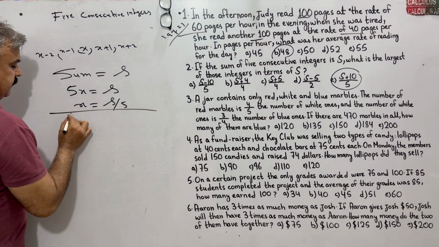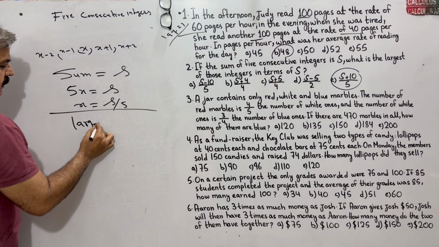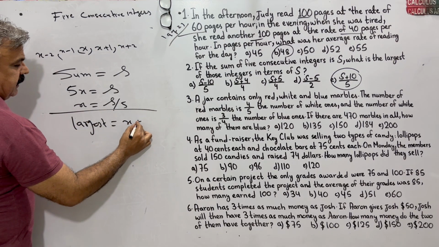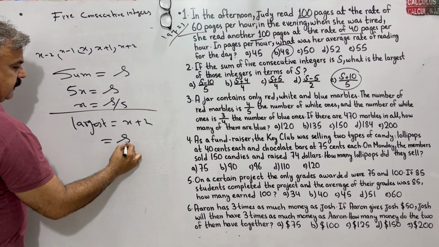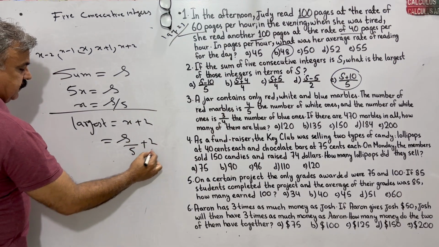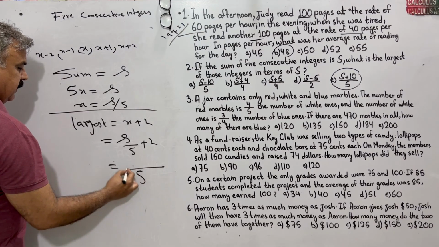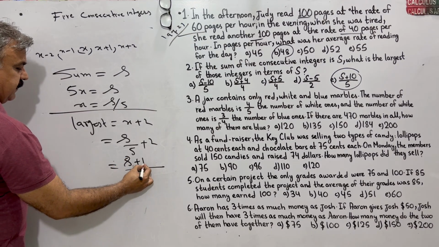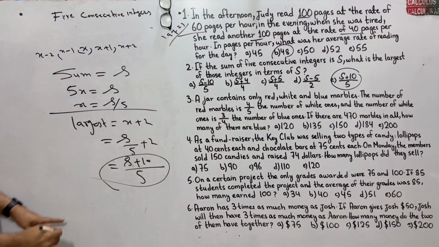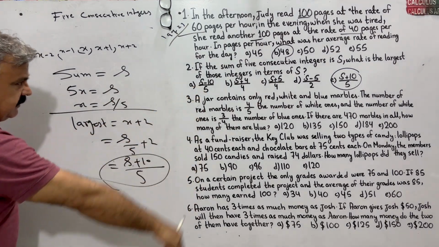Put in the largest one. It is to be x plus 2. What is x? s over 5 plus 2. Take LCM, 5 is the LCM. s plus 2 times 5 is 10. So s plus 10 over 5, the same answer in that case.